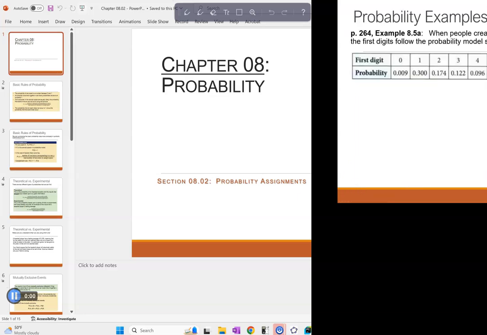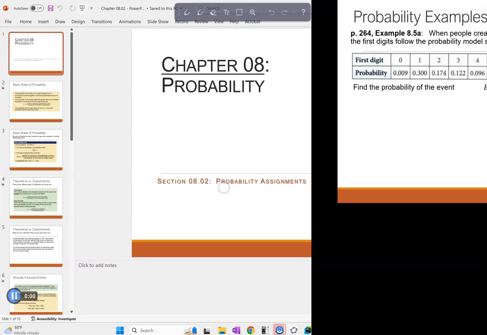So let's look at some examples. So here it says, when people create codes for their cell phones, the first digit follows the probability model shown in the table below. So 0.09, the first digit is a 0. 0.1, the first digit is 1. 0.2, the first digit is 2, et cetera. So we're going to find the probability that the first digit is 1. What would that be? 0.3. Just use the table, right?